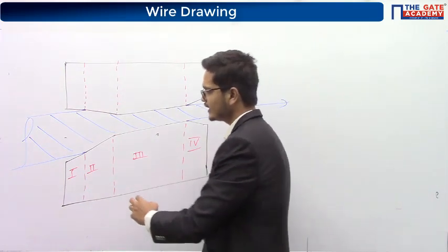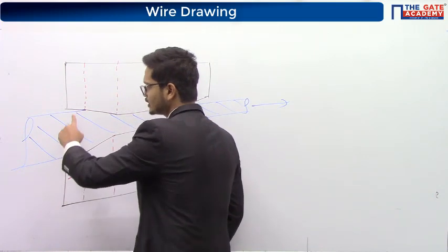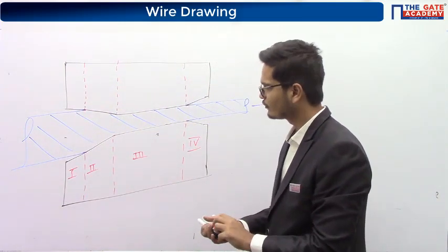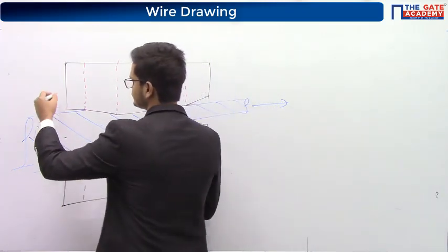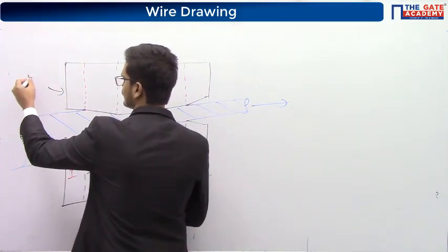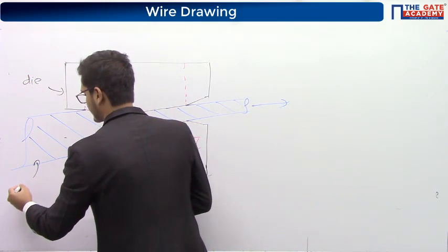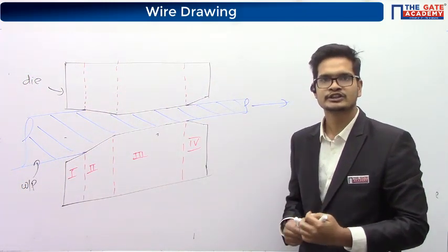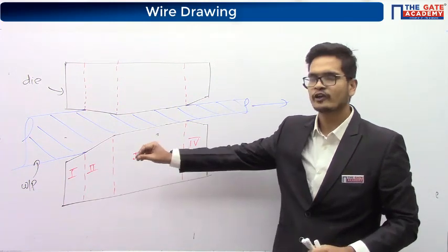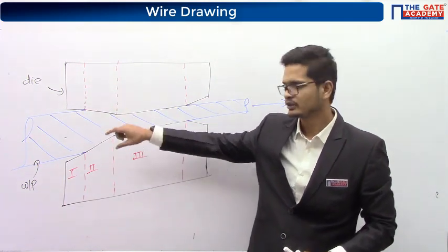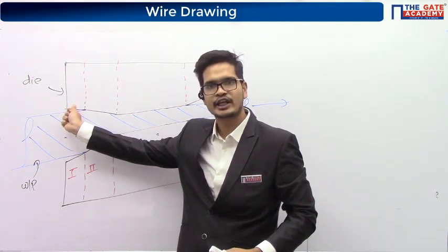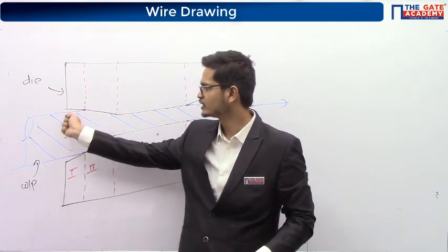Then you can see that in the first zone there is no contact between the workpiece and the die. The purpose of the first zone is lubrication. Whatever lubricants are needed, that lubrication will be supplied at these points.